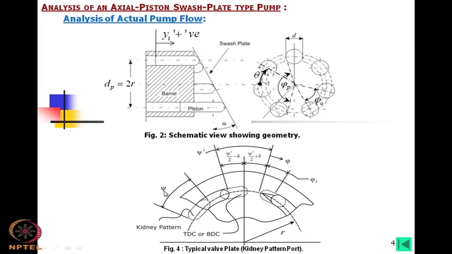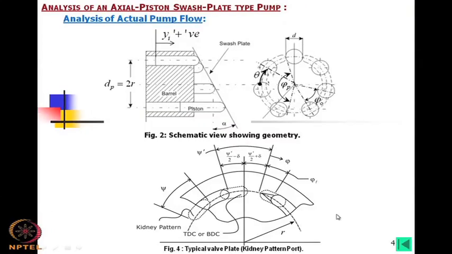If we make this less than this angle, then what will happen? There will be a direct connection from discharge to input, that is, output to input, or vice versa. So, immediate pressure drop will be there, and it cannot be controlled, huge leakage will be there.